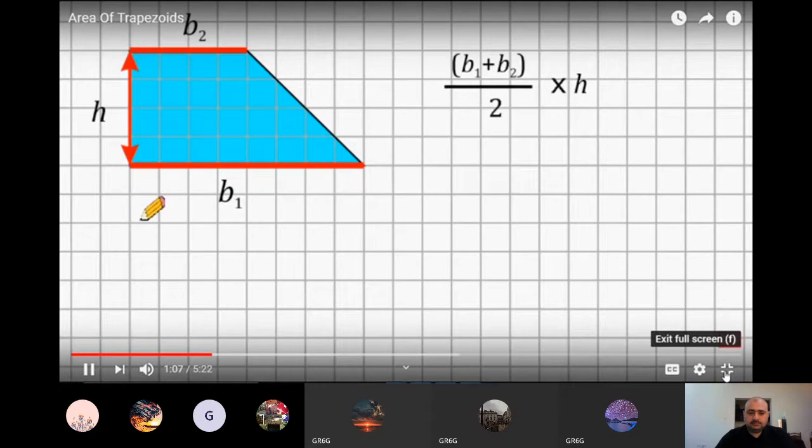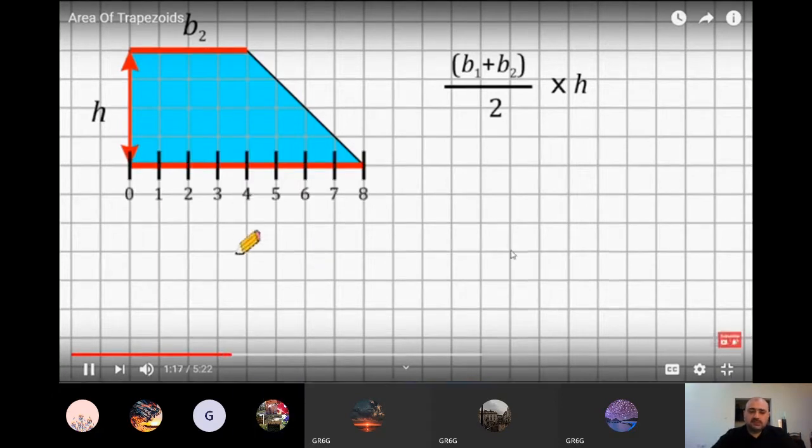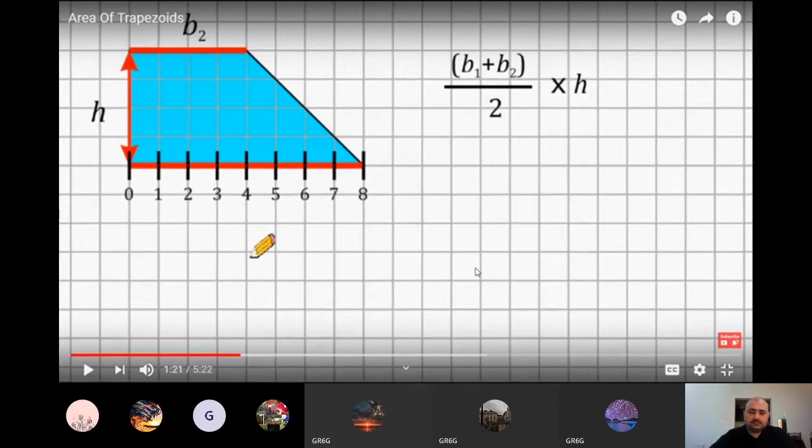Okay, now let's figure out what the actual length is of B sub 1 and of B sub 2 so we can add those two values together. B sub 1 has a length of 8. Now, if you ever have a shape that is on top of a graph or a grid.